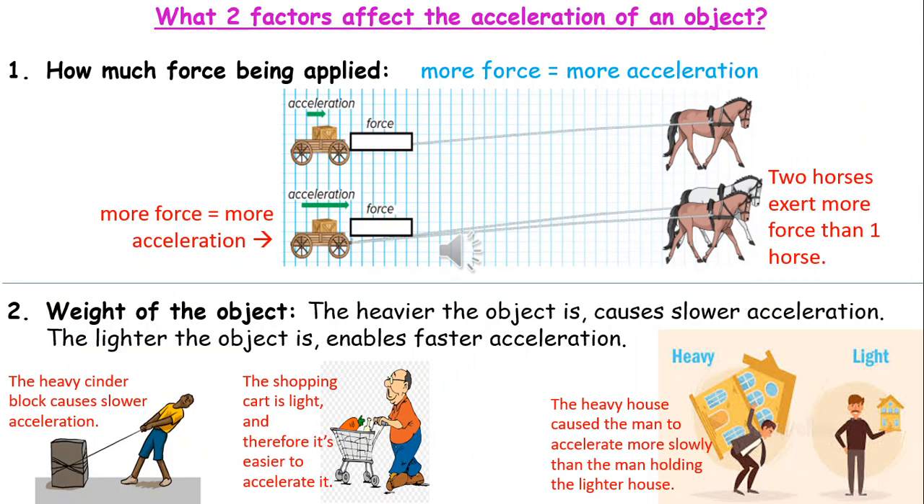What two factors affect the acceleration of an object? Number 1. How much force being applied? More force equals more acceleration. Number 2. Weight of the object. The heavier the object is, causes slower acceleration. The lighter the object is, enables faster acceleration.